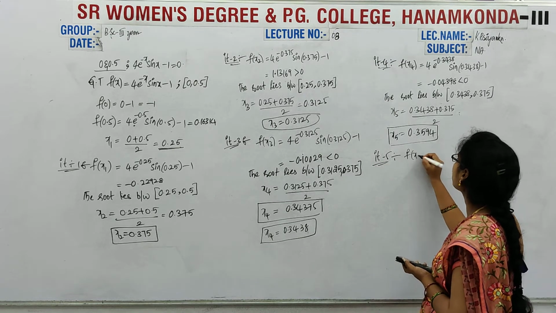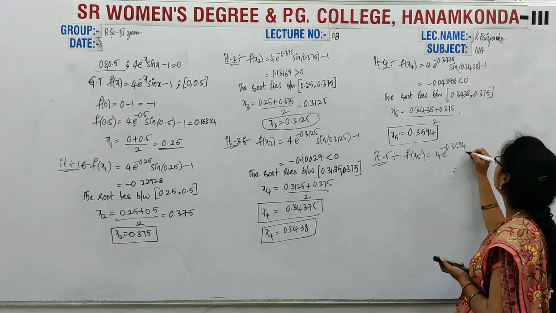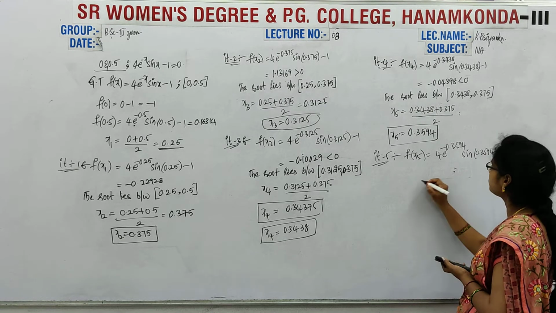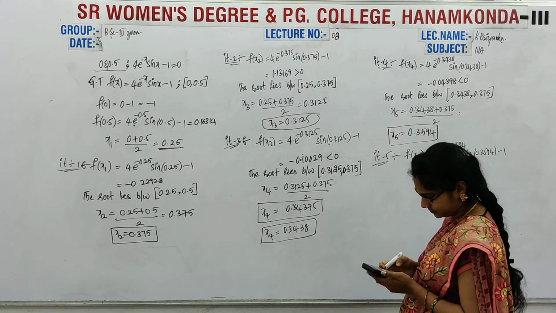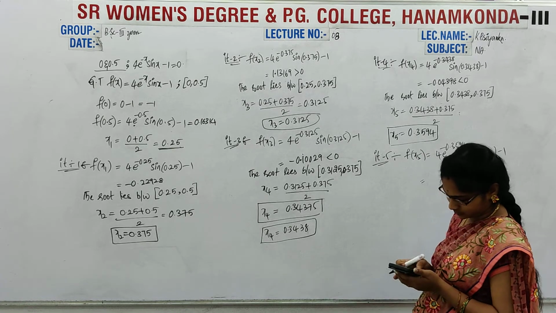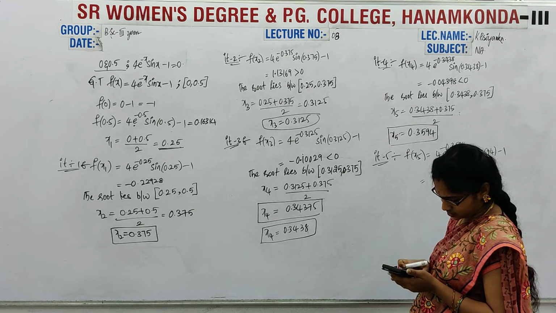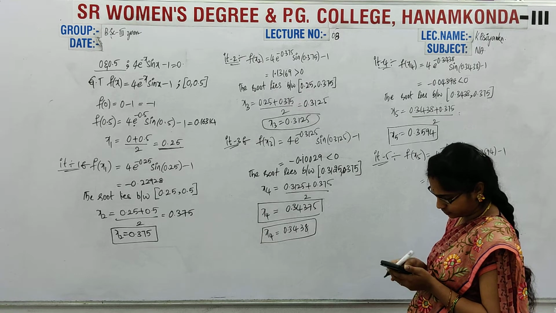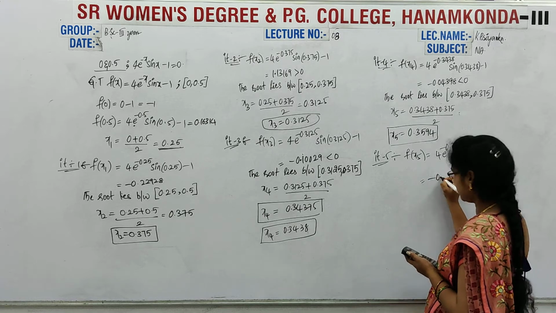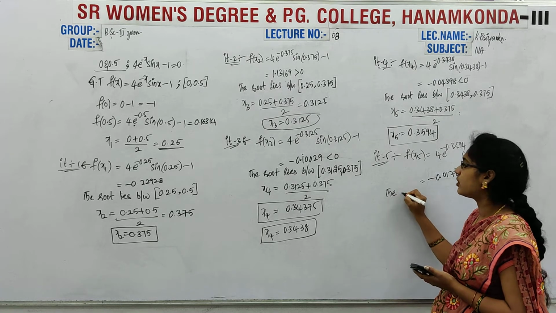So now f of x5 equal to 4 into e power sine of 0.3594 minus 1. Now calculate it. It is minus 0.01788, again less than 0. Therefore, what we can say?